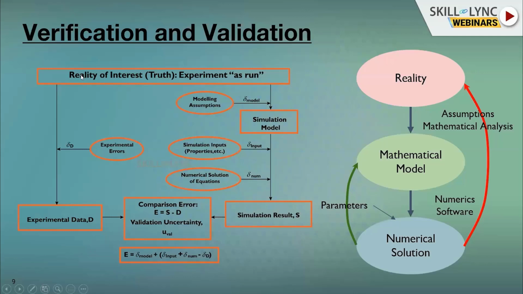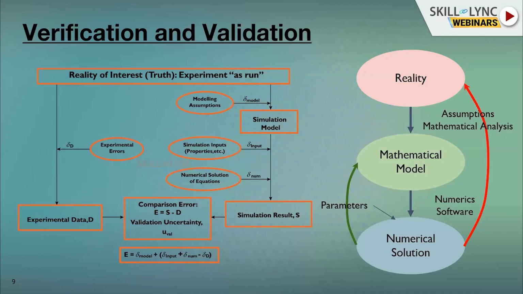And this is from reality. If you do some experiments, we get experimental data. It also has some experimental errors. And if we compare the results of simulation and the experiment, then we get some error margin that is called E. That margin should be within the acceptable limits.